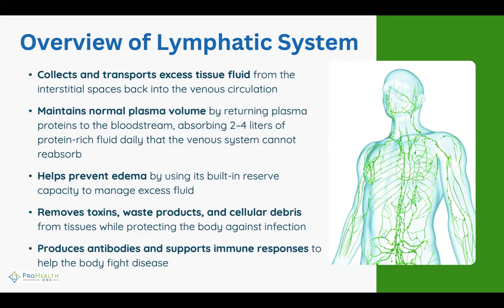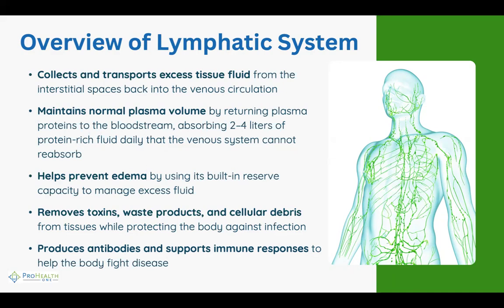But a significant amount of what gets filtered from the arteries ends up getting put back into circulation by the lymphatic system. It collects and transports all that excess tissue fluid from the interstitial fluids back to the venous system and maintains normal plasma volume. By doing that, it absorbs up to 2 to 3 liters of protein-rich fluid every day. It helps prevent edema, because it has built-in reserve to balance out fluid in your system. It also removes toxins, waste products, and cellular debris from tissues, while protecting your body from infection.